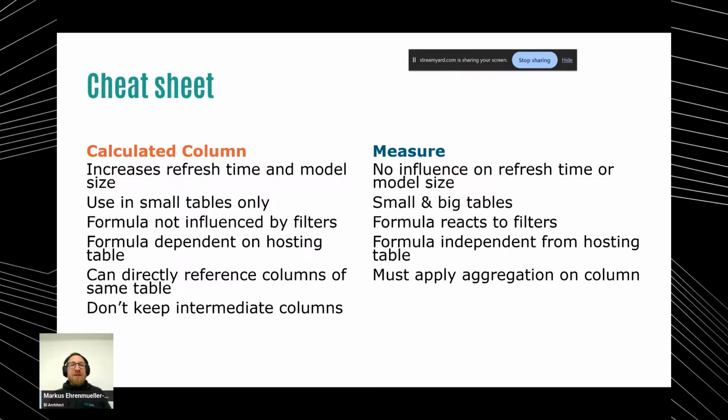As the calculated column increases the model size, you should not keep intermediate columns, right? Sometimes we have to do complex calculations, and you might put the calculation together step by step, so you really can find out if all the steps are right. But at the end, for a calculated column, you should try to consolidate everything in one column and not have 20 added columns in your table, but only the resulting columns.